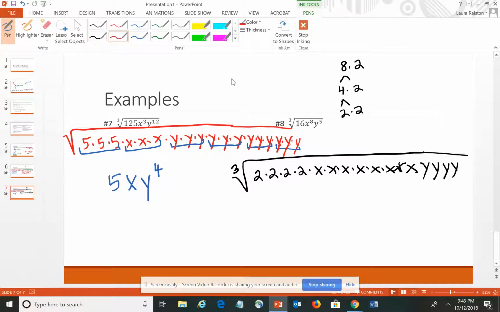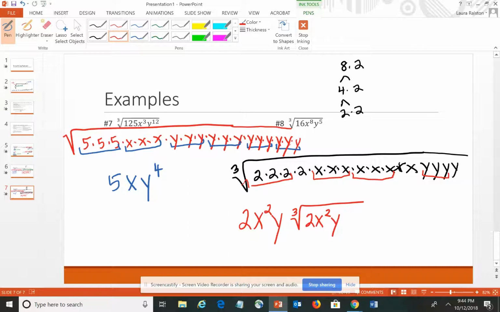So I would have a full set of 2's, 2 full sets of x's, and 1 full set of y's. So they get released. So I have a 2, 2 x's, and a y. And then I still have pieces underneath. I have a 2, 2 x's, and a y left underneath.